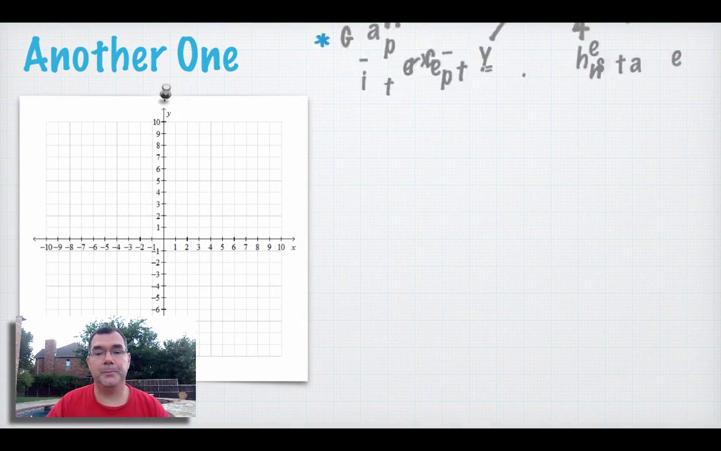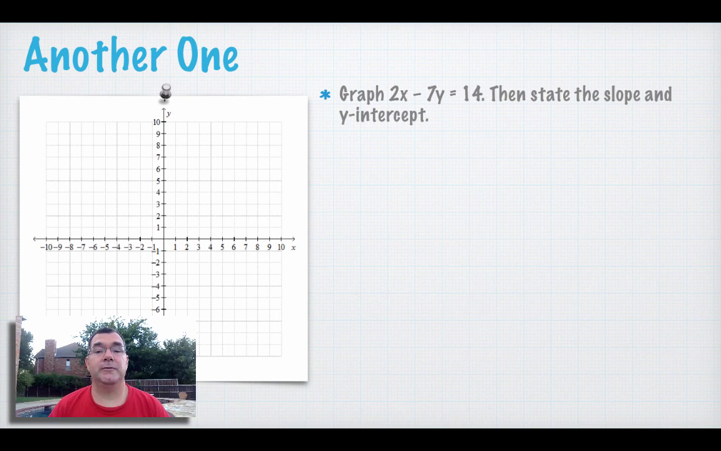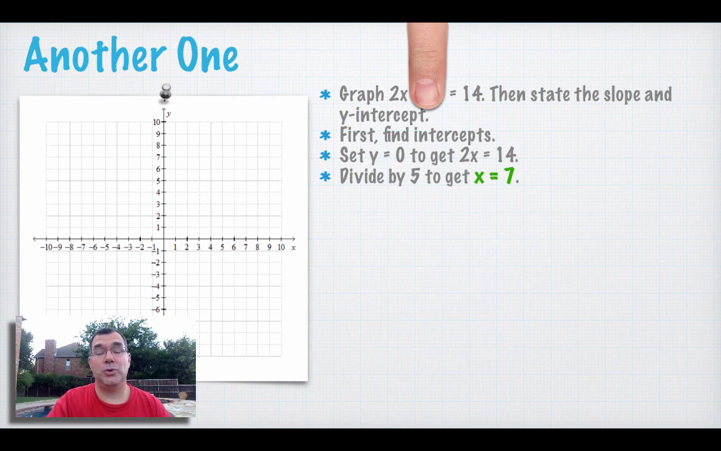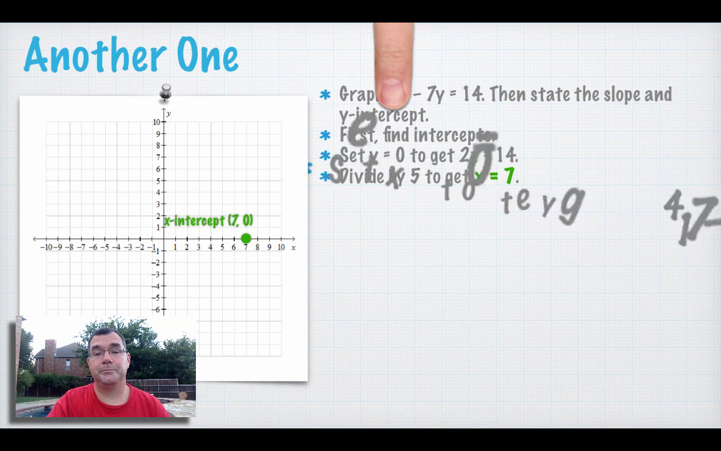Okay, here's another one. I'm going to start in standard form again. It's going to be 2x minus 7y equals 14. So we're going to try and find the slope and the y-intercept. Well, let's find the intercepts first. Cover up the y's by setting y equal to 0, and I get 2x equals 14. If I divide both sides by 2, I get x equals 7. That's my x-intercept, so I put a dot there.